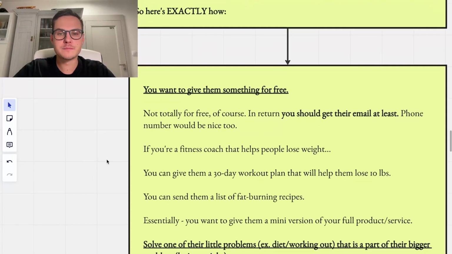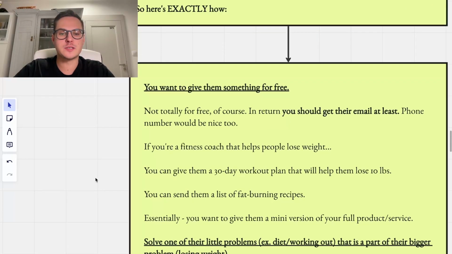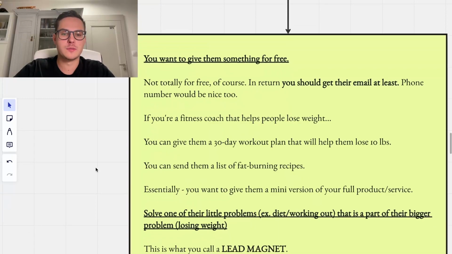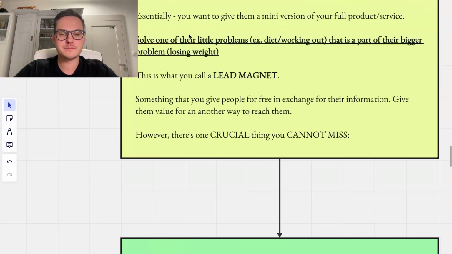That's good enough. If you're a fitness coach that helps people lose weight, you can give them a 30-day workout plan that will help them lose 10 pounds. You can also send them a list of fat-burning recipes. Essentially, you want to give them a mini version of your full product or service and solve one of their little problems, which could be a diet and working out that is part of their bigger problem, losing weight. Because for them to lose weight, they need to have their diet dialed in, they need to work out, and they need to make some lifestyle changes. So solve one of those little problems that will help them solve the bigger problem.